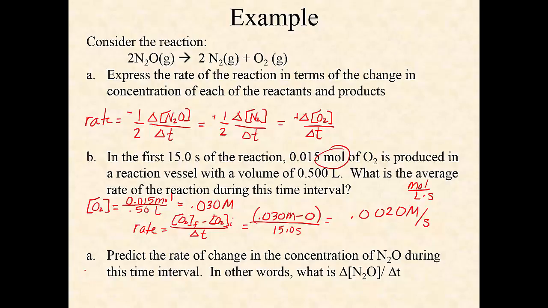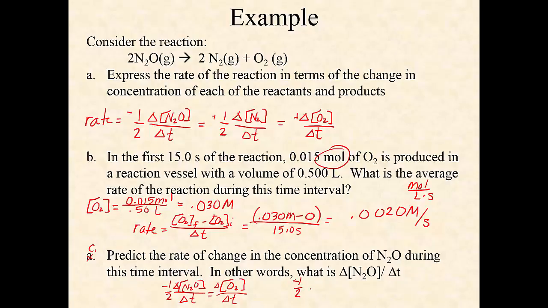Obviously, this would be C. Predict the rate of change in the concentration of the dinitrogen monoxide during this time interval. You're going to come back up here. Look at this relationship. So I know then you're going to get -1/2 the change of your N2O over change in time is equal to the rate that the oxygen is being produced over change in time. We know the oxygen value, so now we're just going to plug in.